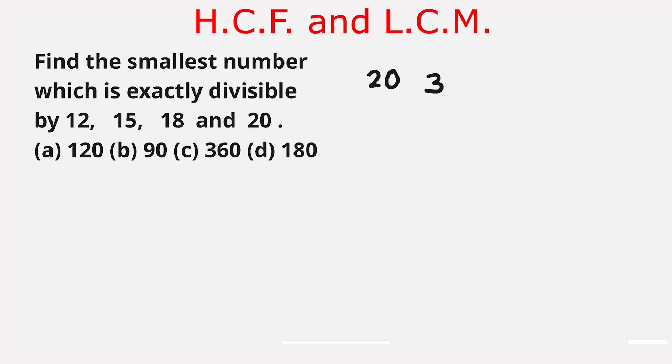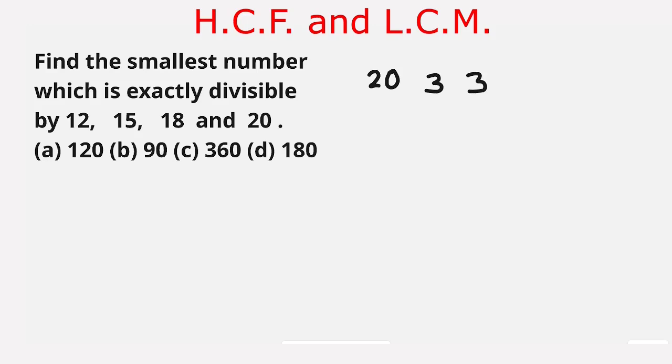In 18, factor of 18 is 2, which is included in 20, and factor of 3 is already included while finding the factor of 12. But one more 3 is there because 18 has factors 2 multiplied by 3 multiplied by 3. One 3 we have already taken and we have to take one more 3. So number 3 is written here.